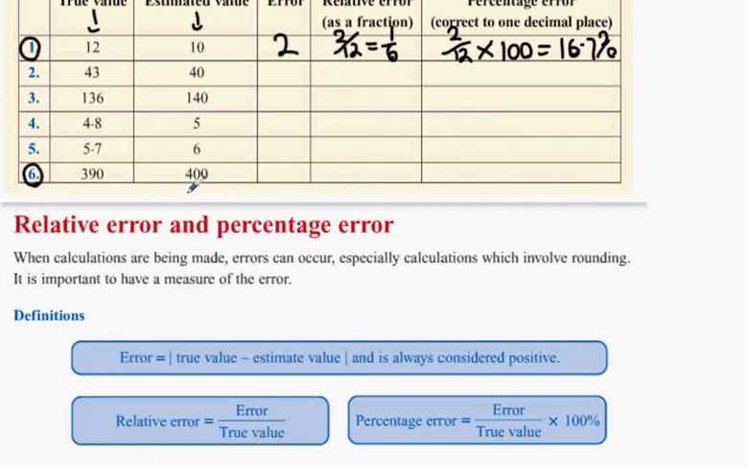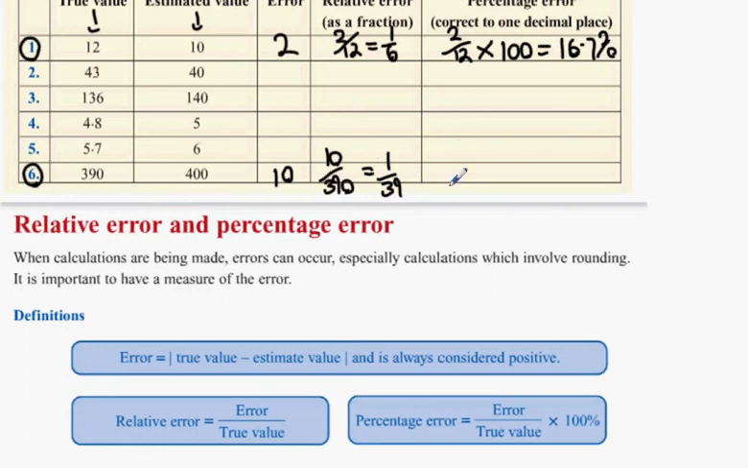Go to question 6 as an example. The true value is 390. We estimate it to be 400. The error is going to be 10. What is the error as a fraction? Well, it's 10 divided by 390, which is 1 over 39.